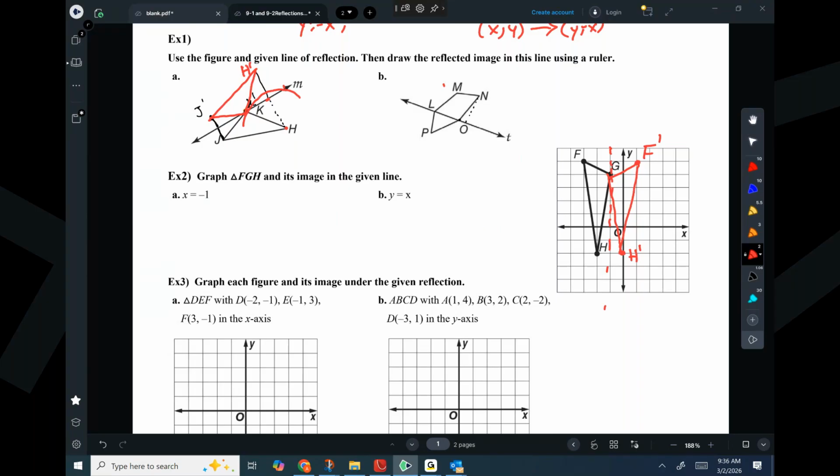And then what else are we doing? We're going to reflect it over the parent function, right? All right, so the parent function, I'm going to graph it first. The parent function is going to look like this, right? That's the parent function. So H, it looks like H stays, right? So H is there, right? Where's F going to be?